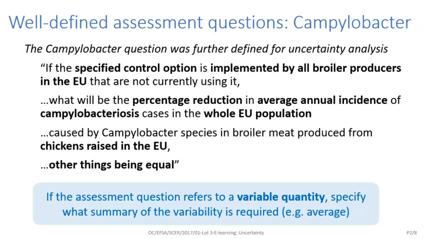The EFSA guidance also says, if the assessment question refers to a variable quantity, specify what summary of the variability is required, e.g. the average. This does apply to the Campylobacter example because the percentage reduction in cases will vary between years. So the question refers to the average.